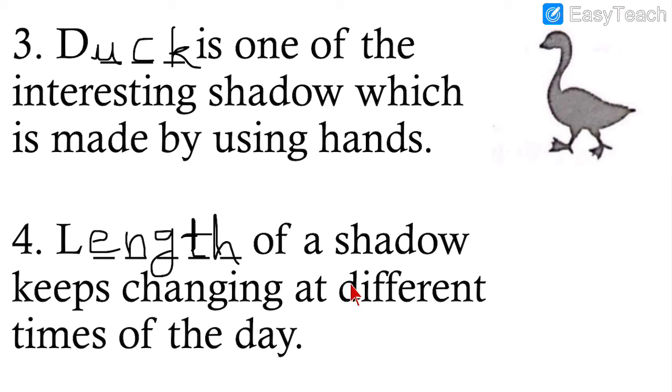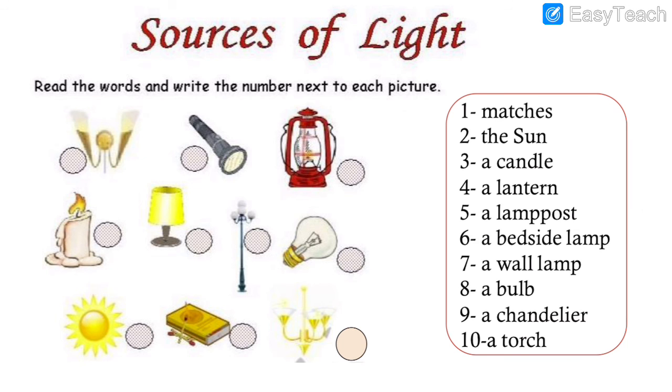Now, let us solve some interesting worksheets. So here is the worksheet for sources of light which we had solved on Google Meet. Those who did not attend, they can write it from here. Read the words and write the number next to each picture. So the 10 words are given. First, let us read the 10 words and then find out which image is of which word.